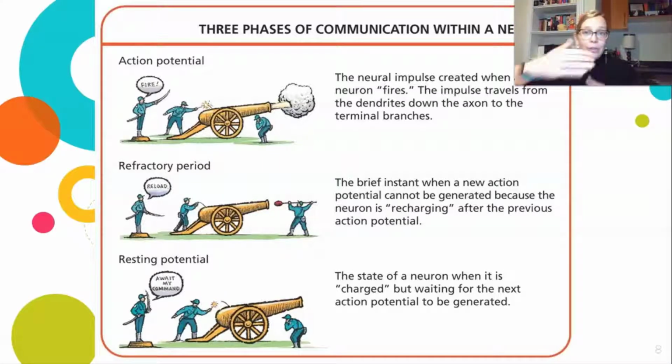So these are 3 phases that every neuron goes through when it is firing its impulses to communicate with other neurons.